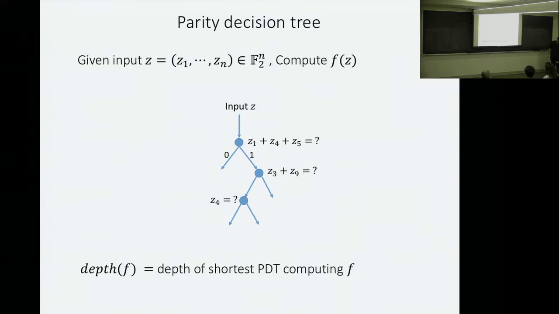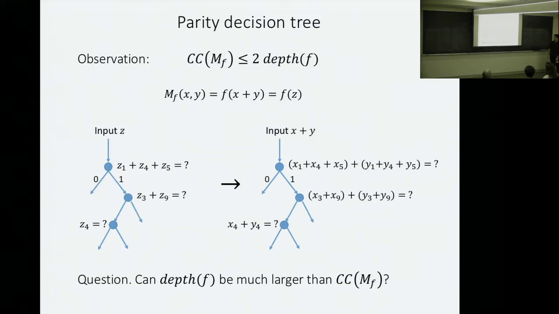Now let's say you have a function that has a small parity decision tree. I claim that this very naturally translates to a very fast communication protocol for the corresponding matrix. How do you get the protocol? Let's say this is the tree, and Alice and Bob both have this tree, so they both know what the tree is. Alice has x and Bob has y, and they want to compute f of x plus y, which was our communication problem.